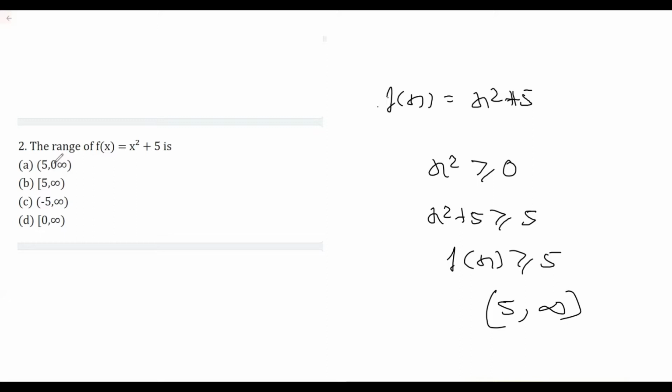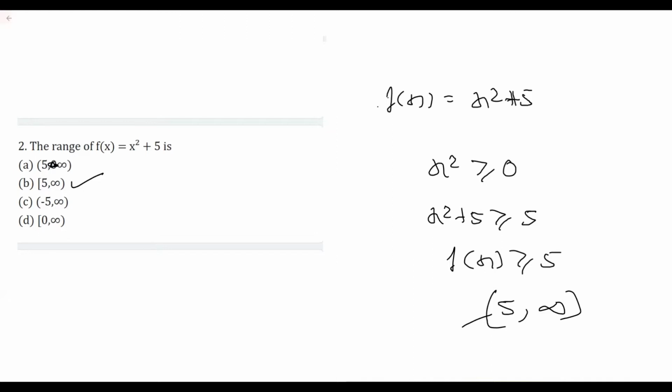And the correct option over here, this is a printing error. This is 5 to infinity. Wait, we need to include 5 also. So therefore, this would be the correct option, that is option C here.